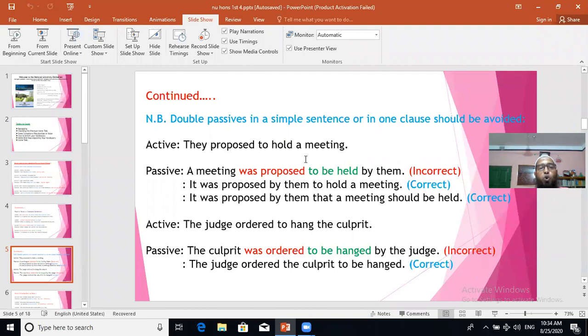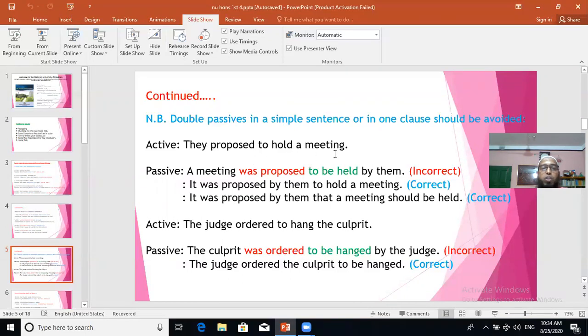They propose to hold a meeting. Active voice. What is the point here to remember? Double passives in a simple sentence or in one clause should be avoided. Try to understand. Double passives in a simple sentence or in one clause should be avoided. If you look at the examples, it will be clear, I think.